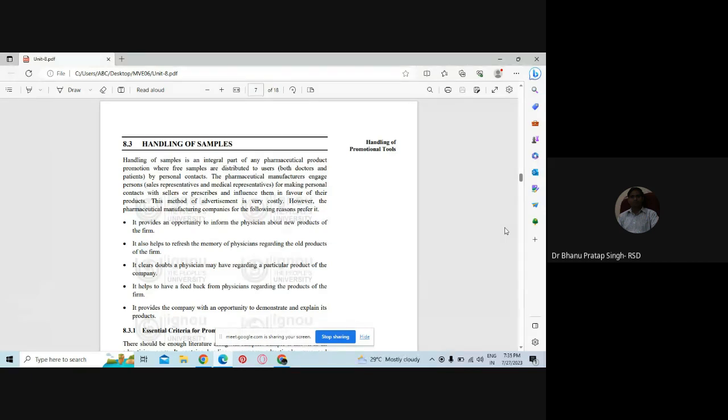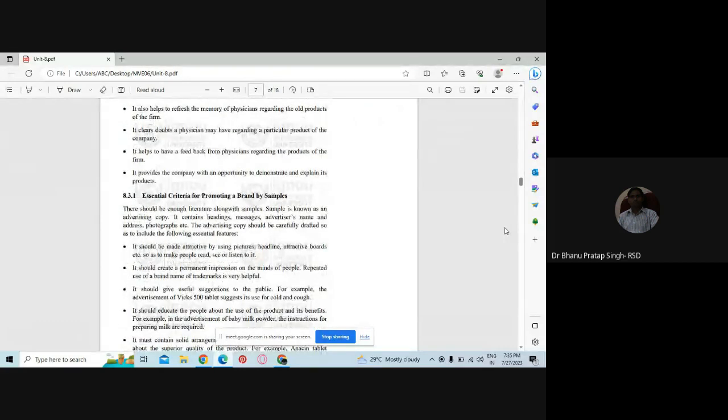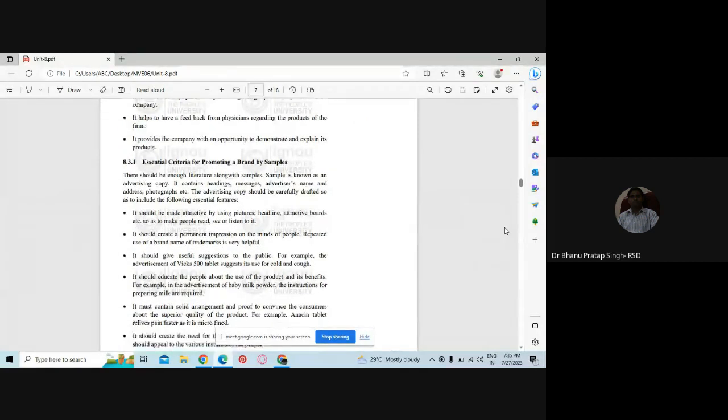It provides the company with an opportunity to demonstrate and explain the product. यहाँ जो मेडिकल रिप्रेजेंटेटिव है वो और बहुत सारी अपॉर्चुनिटीज़ को बताता है डॉक्टर को कि आप अगर इस मेडिसिन को या इस प्रोडक्ट को यूज करेंगे तो ये आपको भी इसमें इतना % कंसेशन हो सकता है. तो ये भी एक अपॉर्चुनिटी डॉक्टर को फ्री सैंपल से पता चल जाती है.